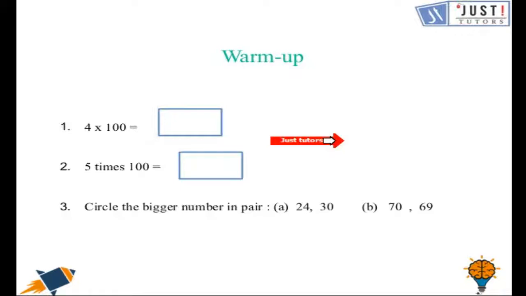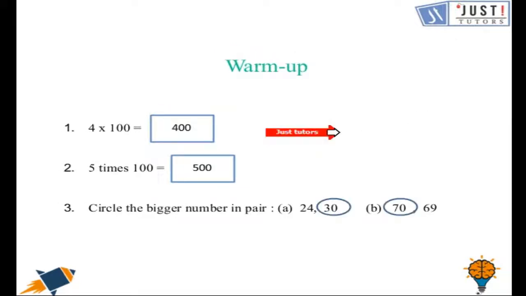So before starting the lesson, we have some questions for you. You can try these questions out and you can pause the video. Once you are done with the answers, you can resume it to check your answers. Now let's check the answers. In question number 1, 4 multiplied by 100 will give you 400. 5 times 100 is the same as 5 multiplied by 100, that is 500. And in question number 3, the circle bigger number will be 30 and the part B bigger number will be 70. So pat yourself on the back for your good efforts, and congratulations if you have got all correct.